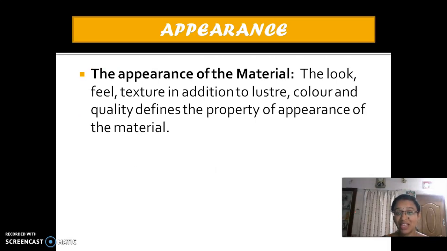So what is the first one? It is appearance, by seeing their external appearance. The appearance of a material is the look, feel, texture, in addition to luster, color and quality. How they look: whether it is soft or rough, what is its color and luster, whether it is shiny or not. These are properties which help in classifying the material.